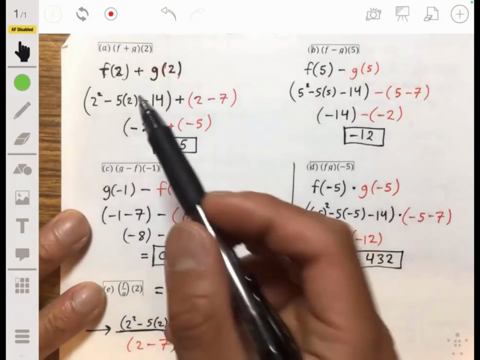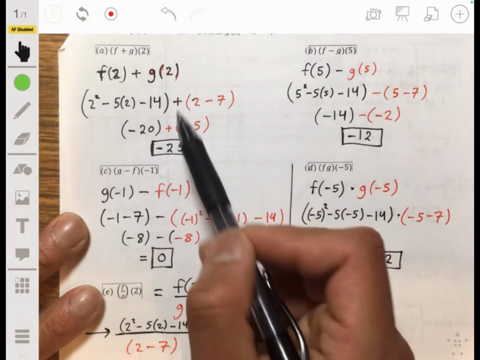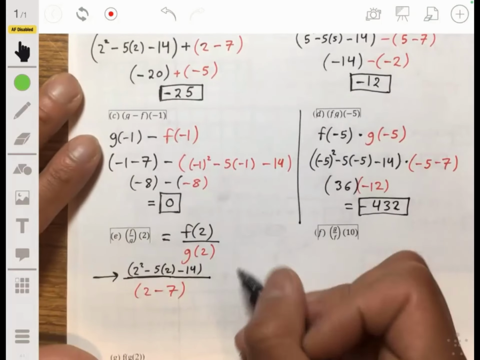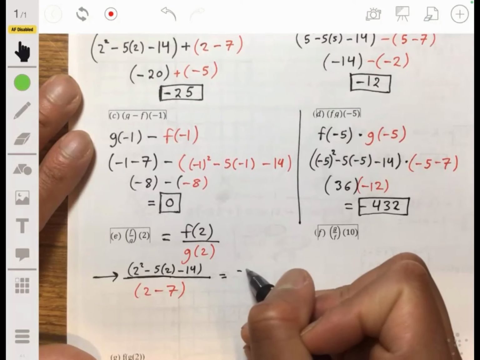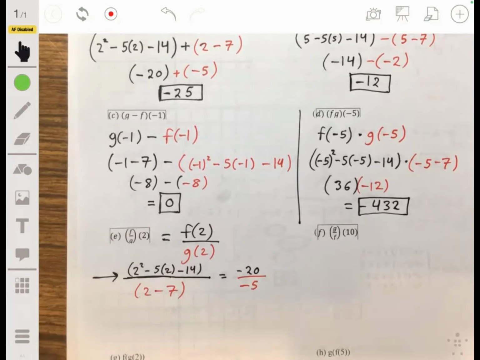And we already calculated f of 2. Look, we already calculated f of 2, we found negative 20, and g of 2. So we could just use that. So we get negative 20 over negative 5, which gives us our answer of 4.